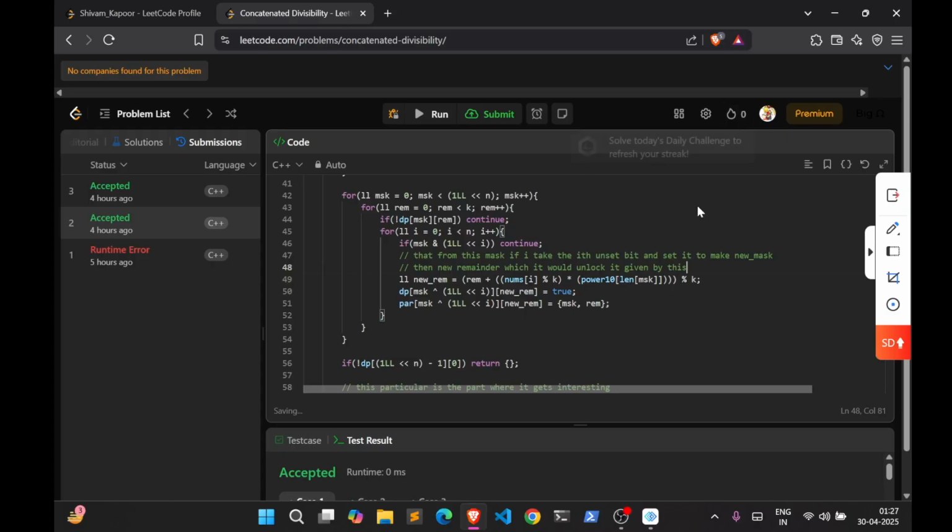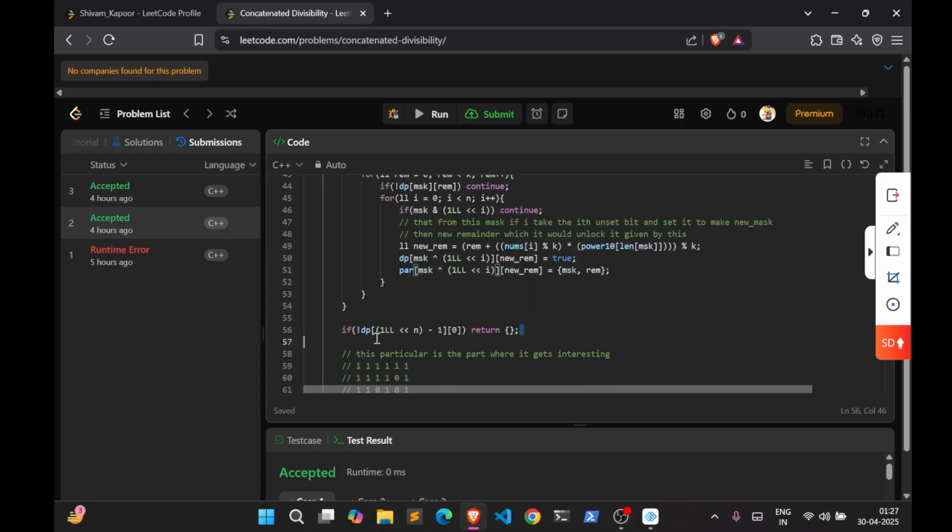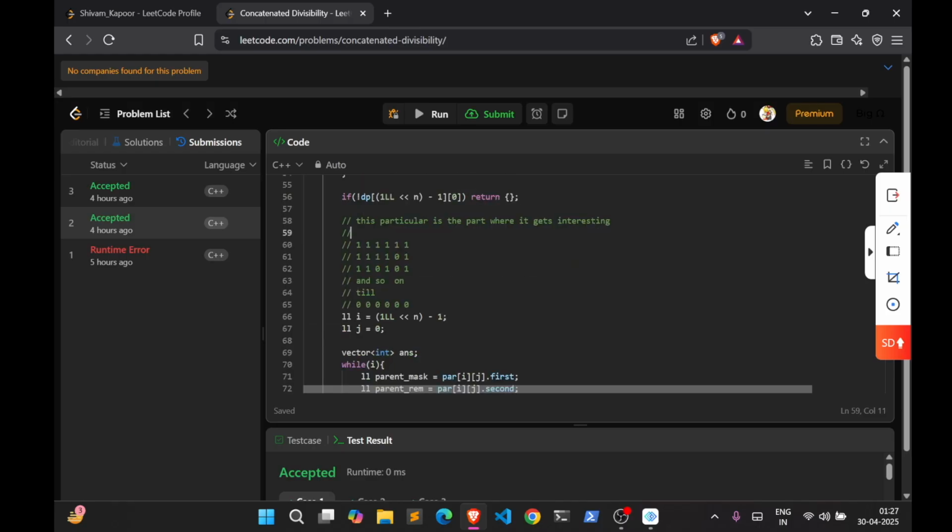And the proof we have already done, where this came from, I have already told you where it came from. And this is very obvious that this is not possible. Basically, it's not possible to make any permutation such that it gives me the remainder as 0. So I would simply return my empty vector, right? And this is basically jumping, I would say, to the parent. This is basically jumping to the link, right?